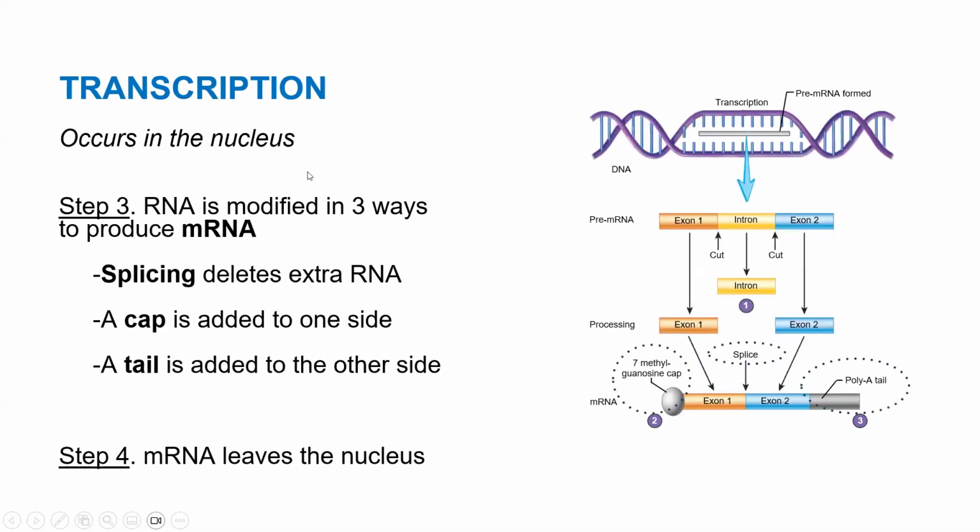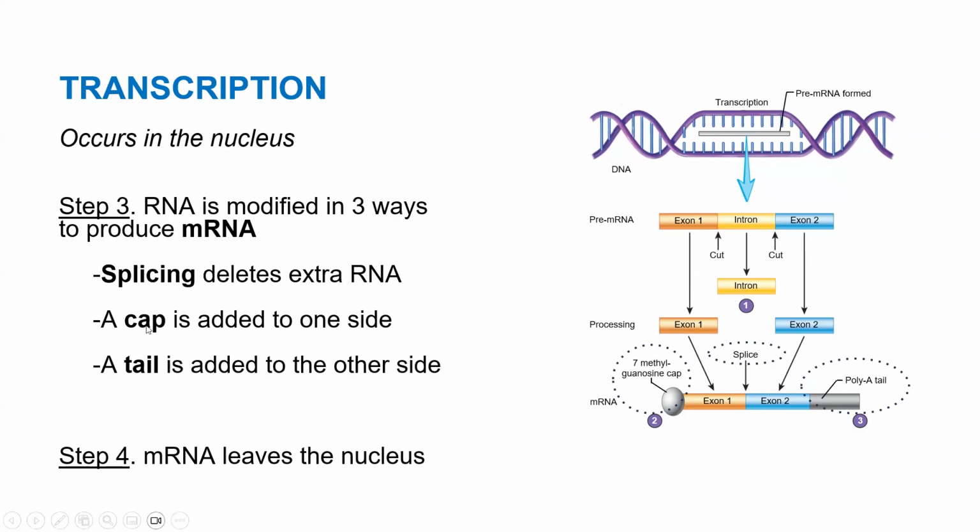Step number 3 is our RNA actually going from RNA to mRNA. So it goes through this 3-step process. Splicing deletes an extra RNA. So if we have something that's just a placeholder, now we're going to get rid of that because it's just holding a place. It's not actually having any code for our protein. So it's unnecessary. We're going to get rid of that now.